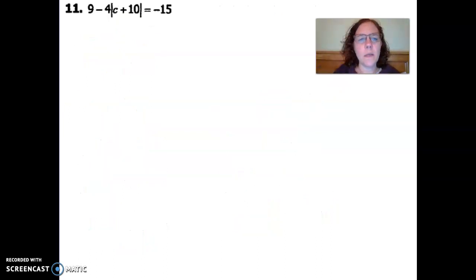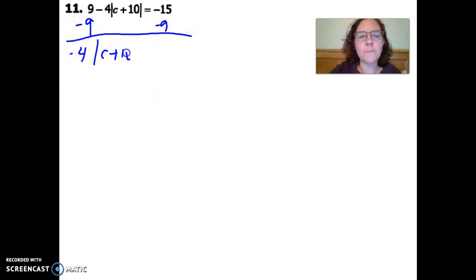Okay, let's solve this one. So notice on this one, I've got 2 numbers on the outside, and you might be tempted just to do 9 minus 4 equals 5. But think about your order of operations. This 4 is multiplied, and do we do multiplication before or after subtraction? Well, multiplication comes first. So I can't subtract because I have not yet multiplied. So when I get the 9 and the 4 away from the absolute value in order to isolate it, I have to do it one at a time. So I'll subtract 9 first. That 9 is positive, so I'm going to subtract it to move it to the other side.